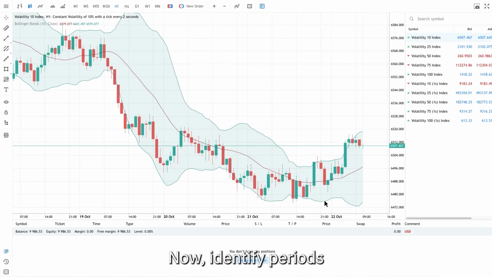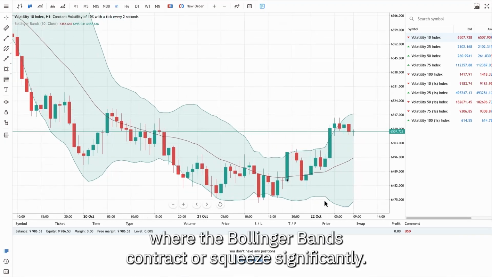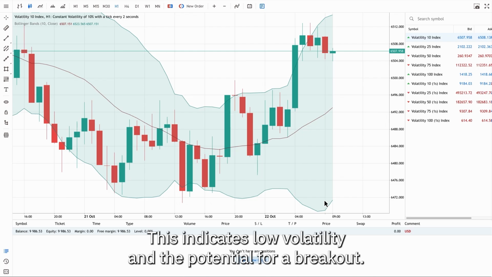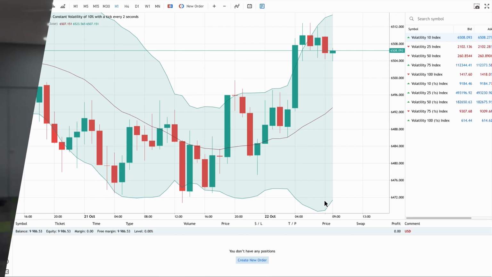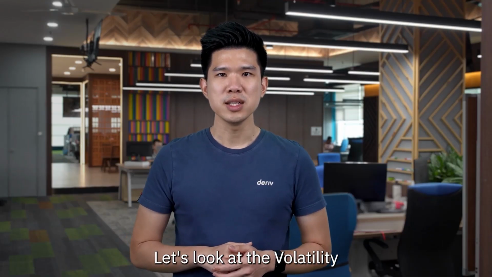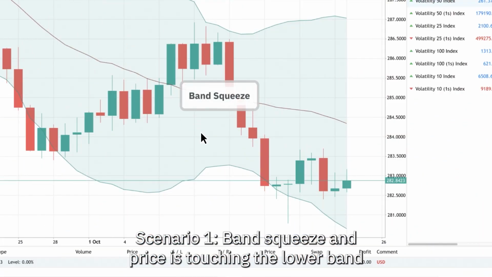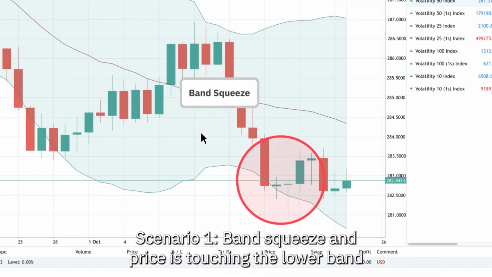Now, identify periods where the Bollinger Bands contract or squeeze significantly. This indicates low volatility and the potential for a breakout. Let's look at the Volatility 50 index and revise the two potential scenarios. Scenario 1. Band squeeze and price is touching the lower band.